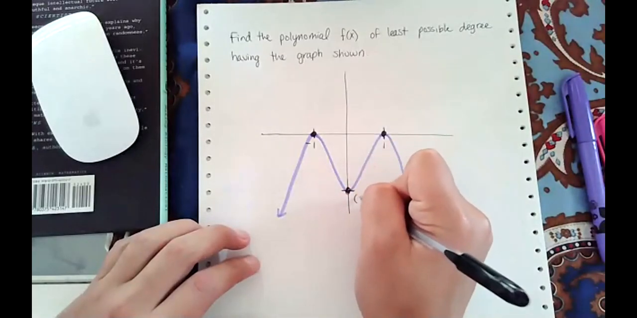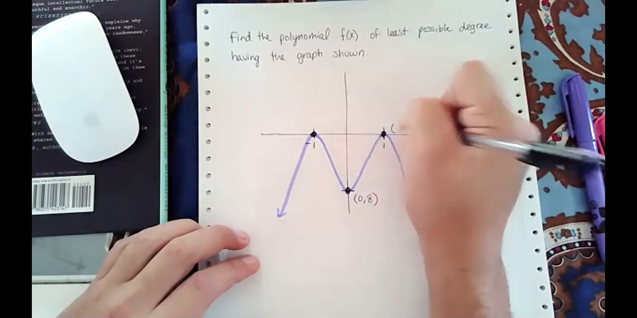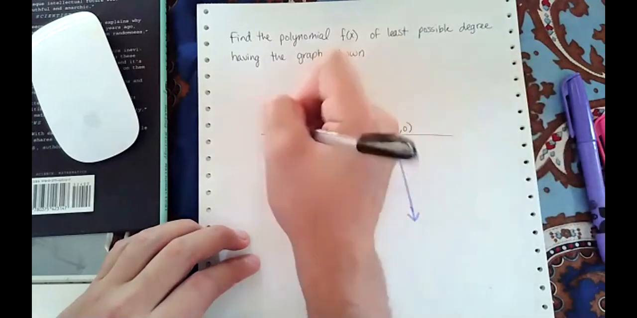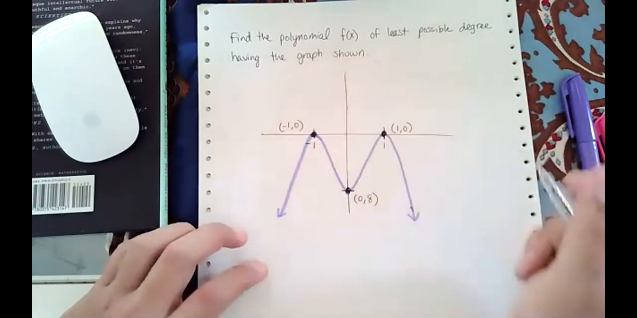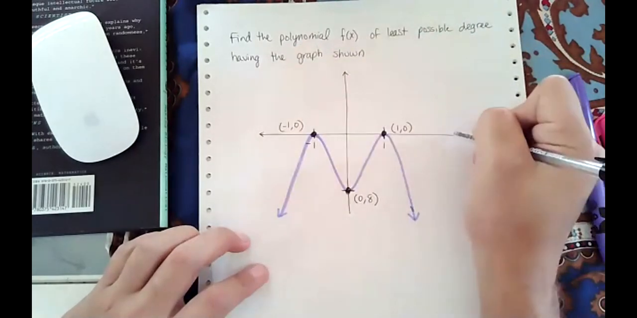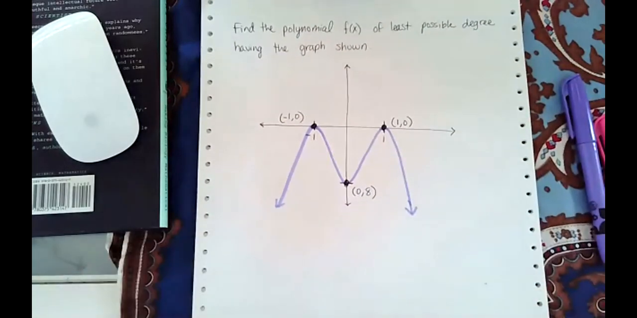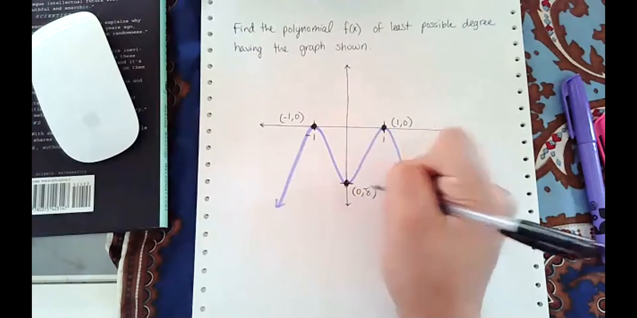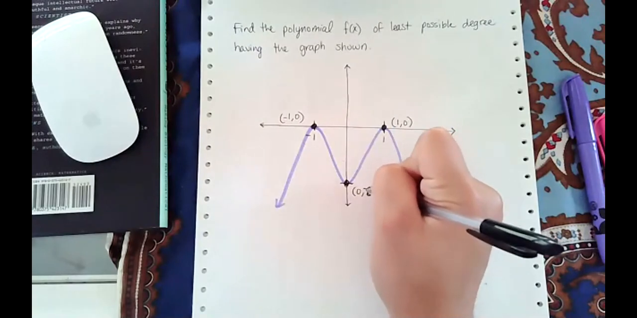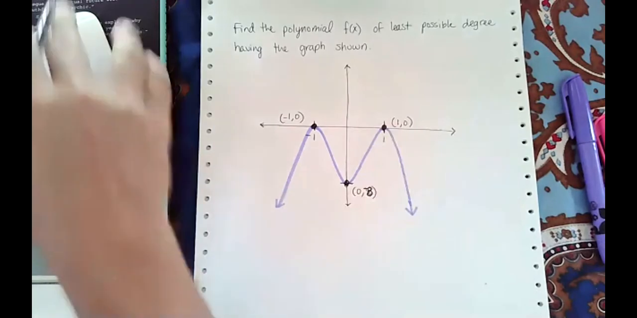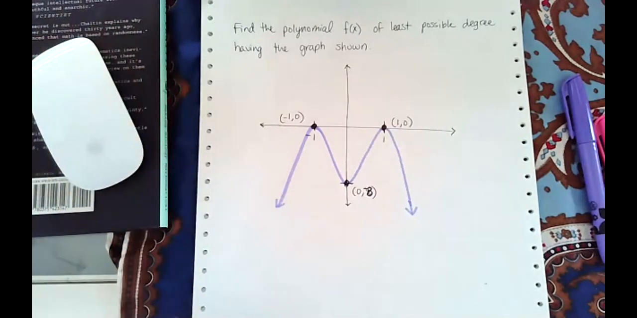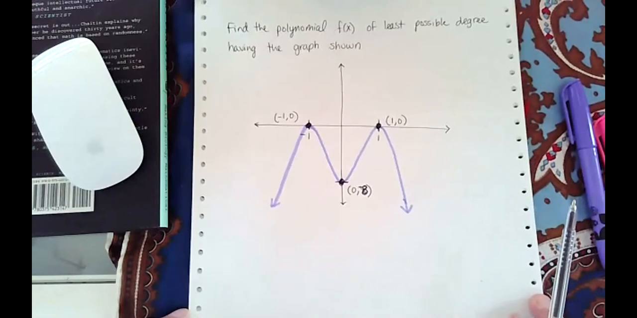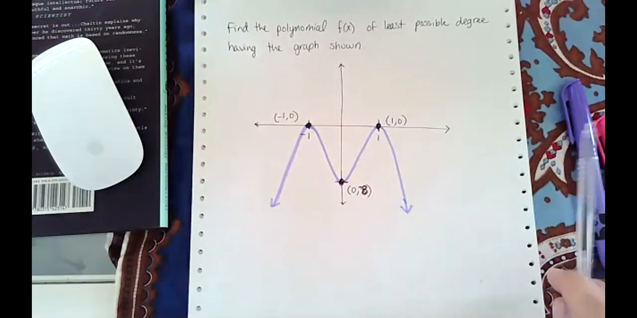This point is at 0, 8. This point is at 1, 0. This point is at -1, 0. And that's all the information that they give us. Is that supposed to be an 8 or a -8? It is definitely a -8 because it is below the x-axis. Good catch. So -1, 0, 0, -8, and 1, 0. Sorry, I drew it sort of slanted a little bit. Okay.